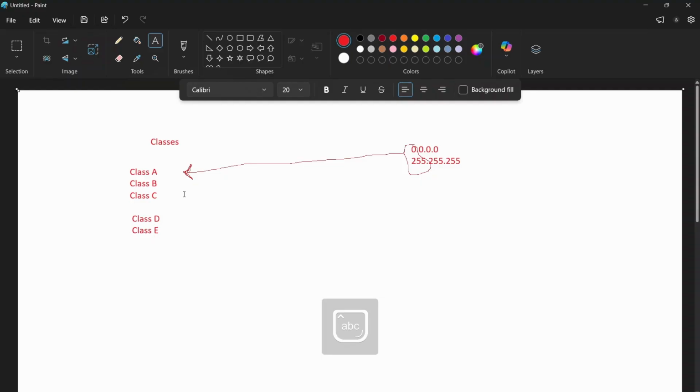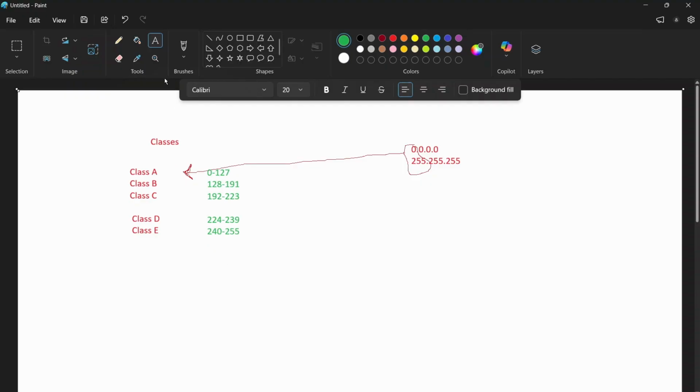Class A range is 0 to 127. Let me write it here. Class B range is 128 to 191. Class C range is 192 to 223. Class D range is 224 to 239. Class E is 240 to 255. This is the Class A, B, C, D, and E range.